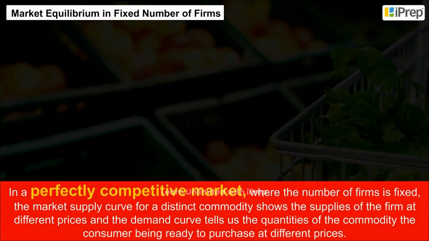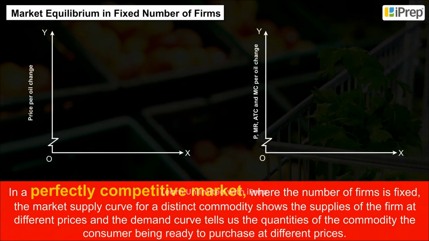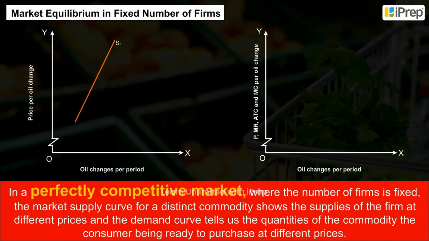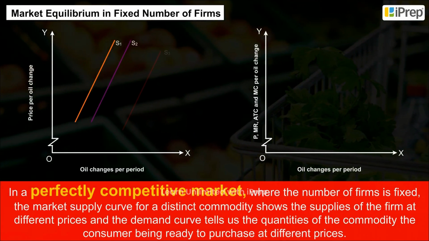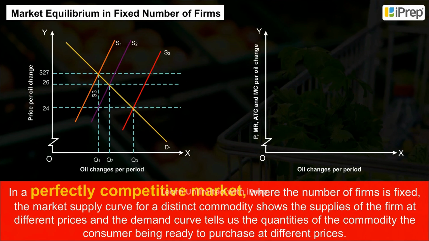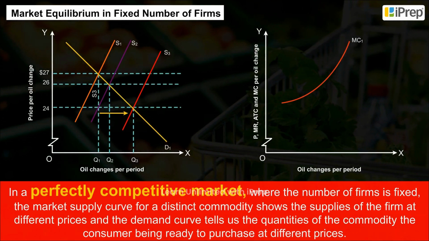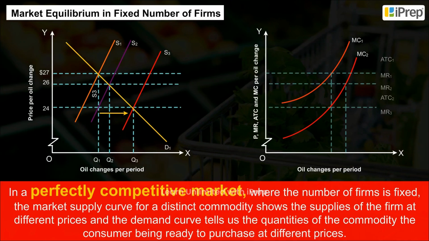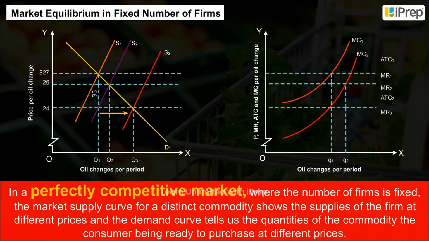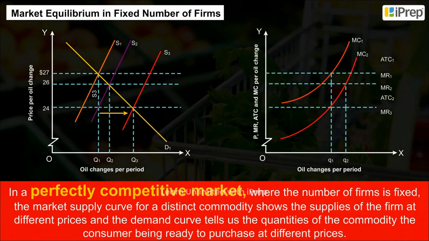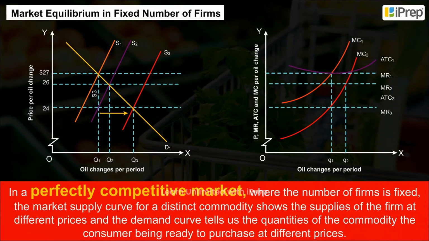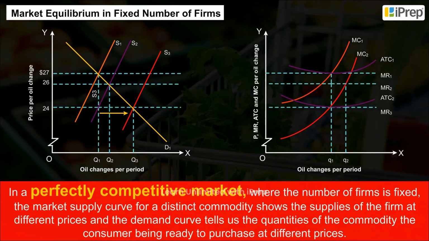In a perfectly competitive market, where the number of firms is fixed, the market supply curve for a given commodity shows the supplies of the firm at different prices, and the demand curve tells us the quantities of the commodity the consumer is ready to purchase at different prices.